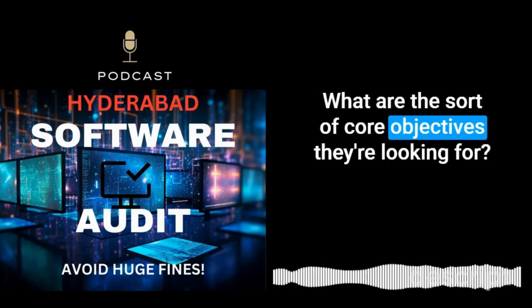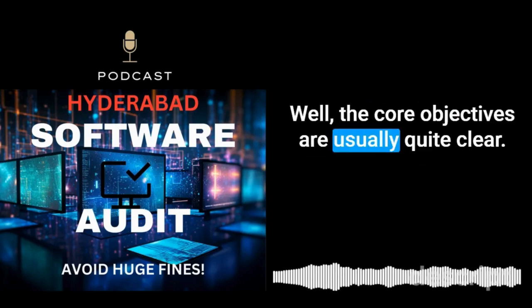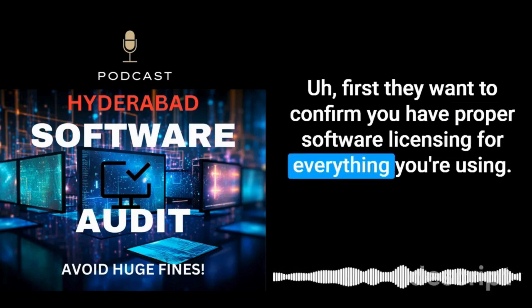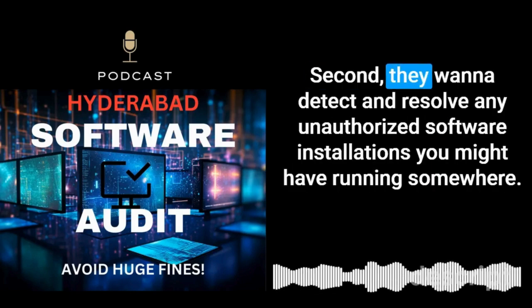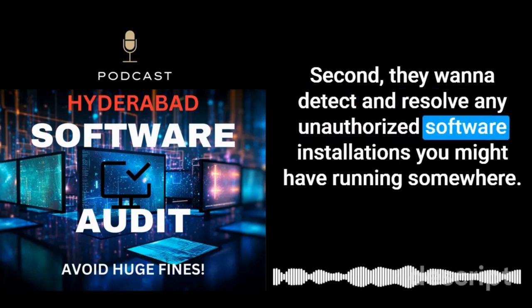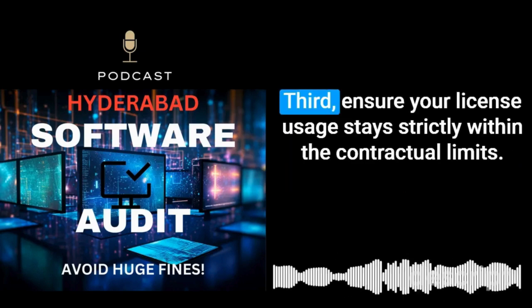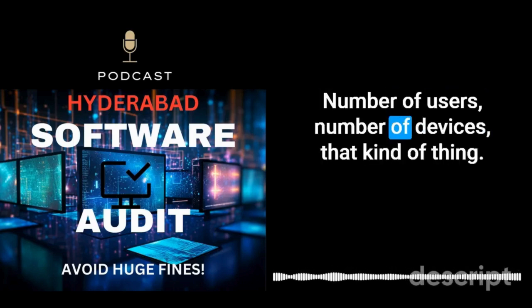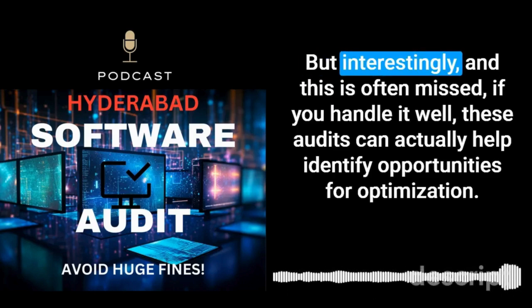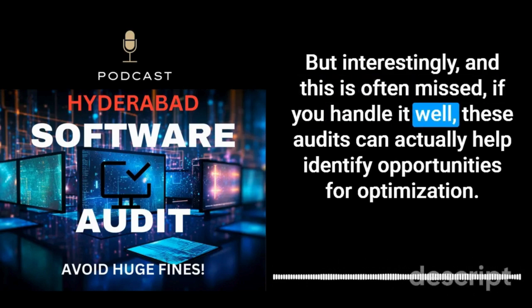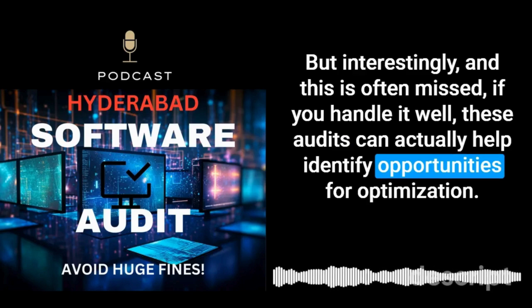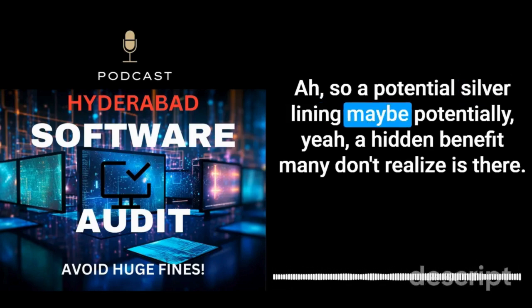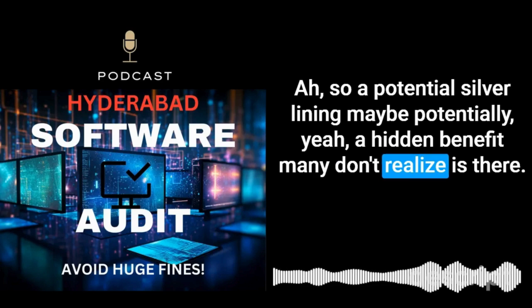Okay, verify usage against agreements. What are the core objectives they're looking for? Well, the core objectives are usually quite clear. First, they want to confirm you have proper software licensing for everything you're using. Simple as that. Second, they want to detect and resolve any unauthorized software installations you might have running somewhere. Third, ensure your license usage stays strictly within the contractual limits you agreed to: number of users, number of devices, that kind of thing. But interestingly, and this is often missed, if you handle it well, these audits can actually help identify opportunities for optimization, maybe find ways to save costs. So a potential silver lining, maybe. Potentially, yeah. A hidden benefit many don't realize is there.